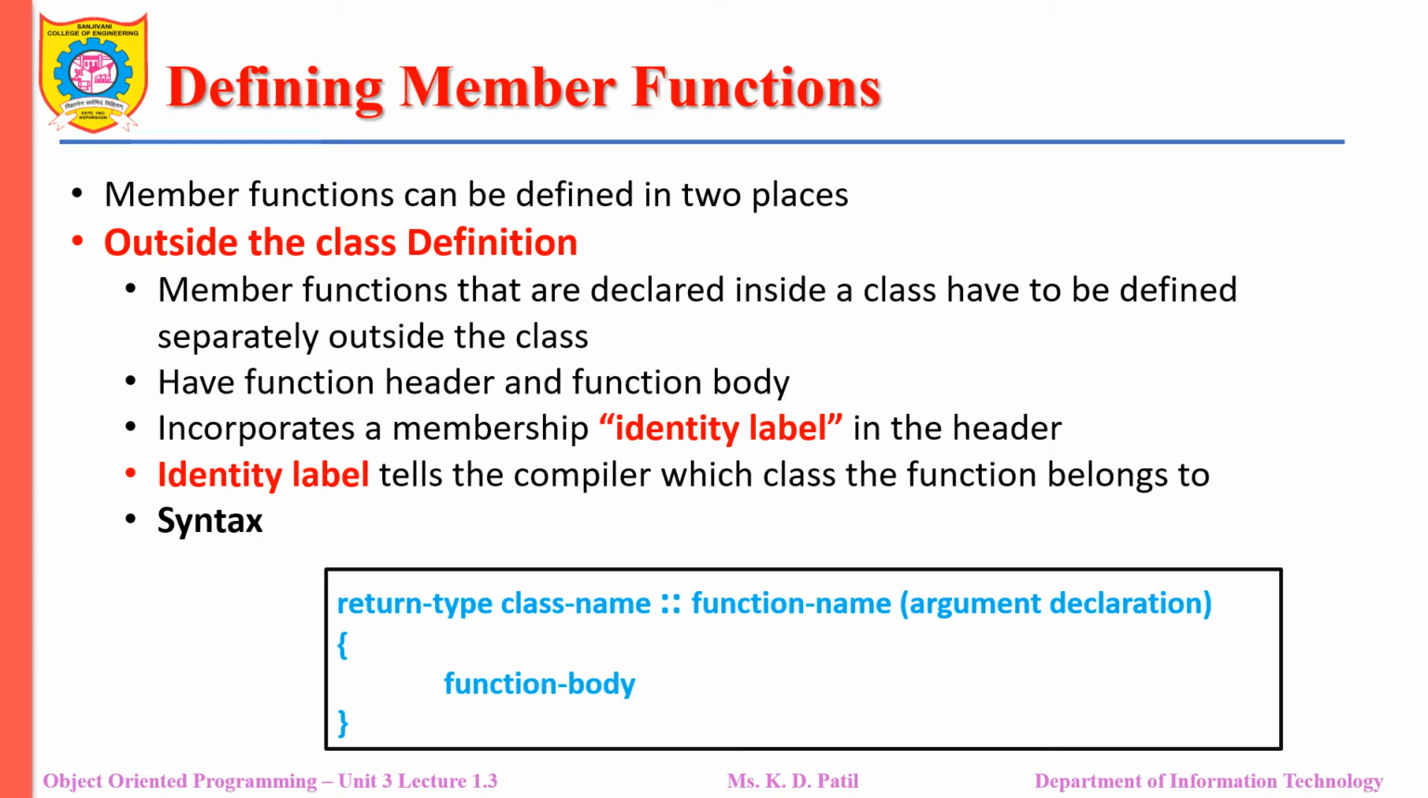Let us see the syntax. If you want to define a member function outside the class definition, then you have to give the return type which the function has, then the class name, then the scope resolution operator, and after that the function name, and inside the brackets you give the arguments or parameters passed. Then in the opening and closing braces you write the function body, that is the statements which are to be executed to perform some task. So this syntax will be common for all the member functions which you want to define outside the class definition.